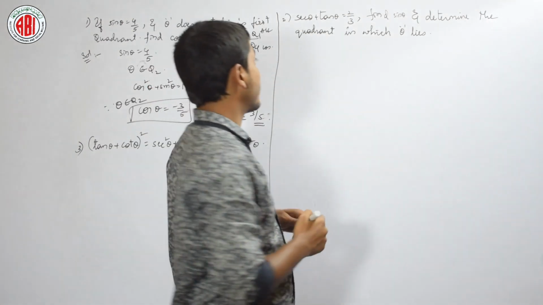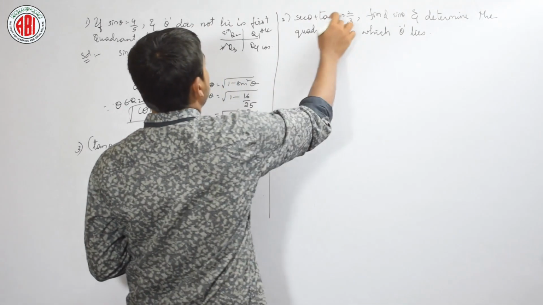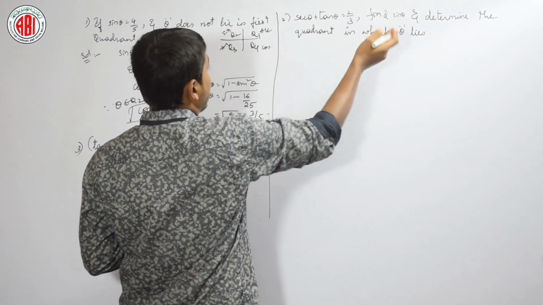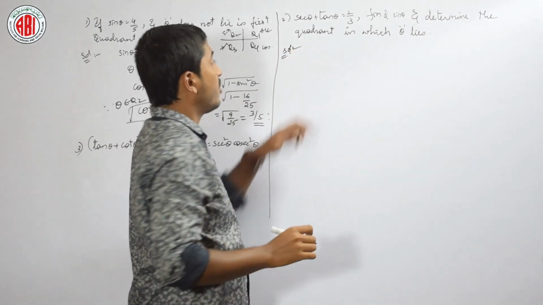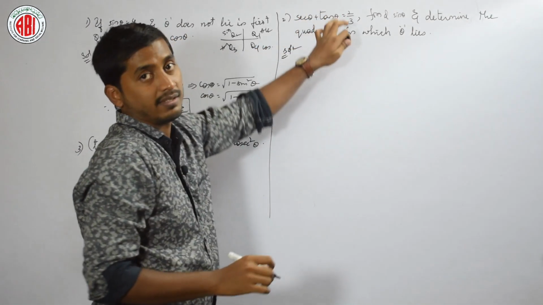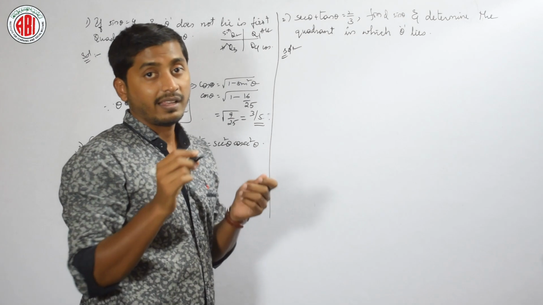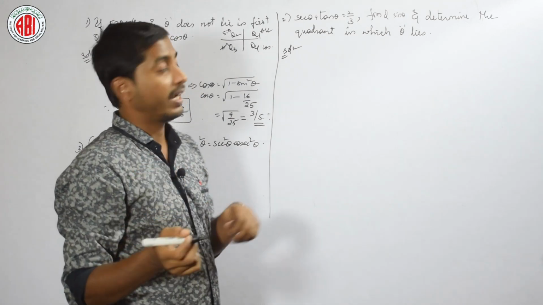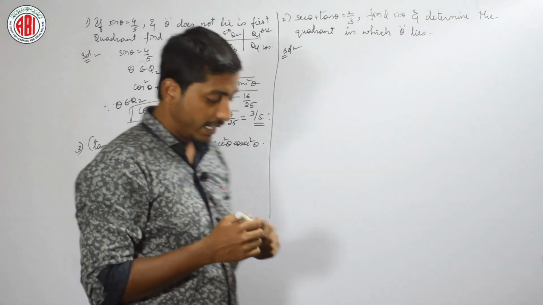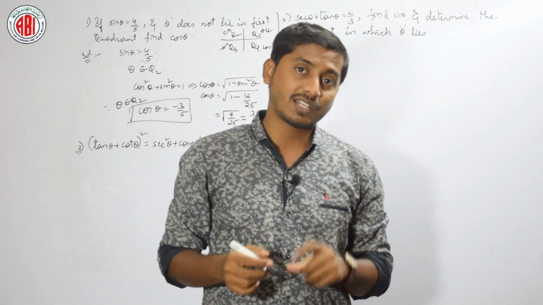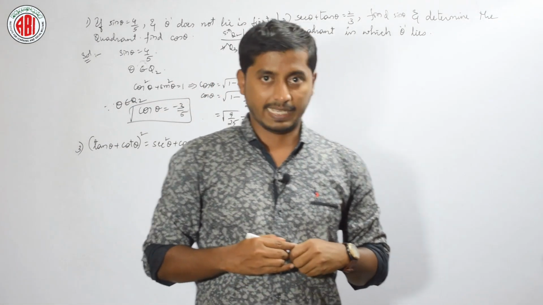Let us move on to the next problem, that is secant theta plus tan theta is given as 2 by 3. He is asking us to find sin theta. See here, remember, whenever you find the addition of two things, remember that it will be either in secant or in cosecant. Why is it fixed? Because we know the identity that secant square minus tan square is always 1, isn't it?